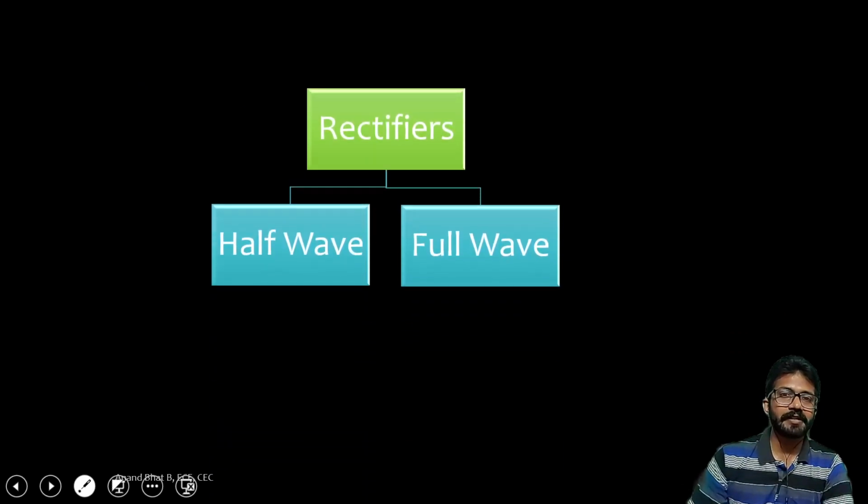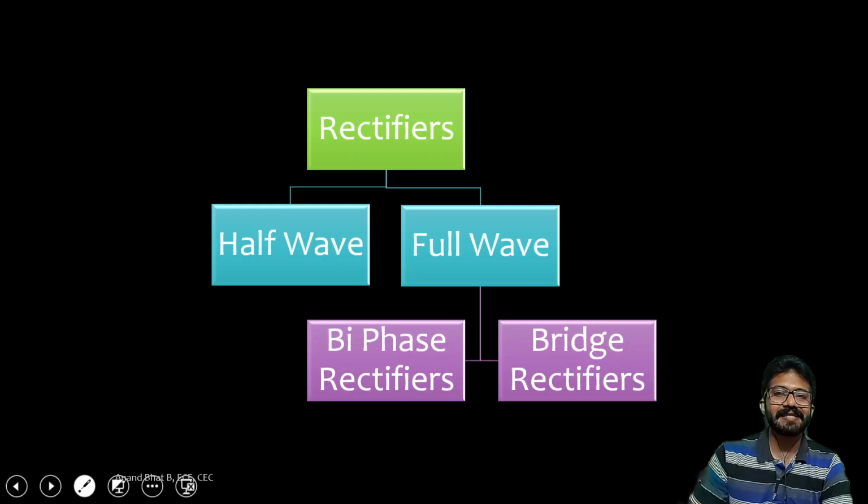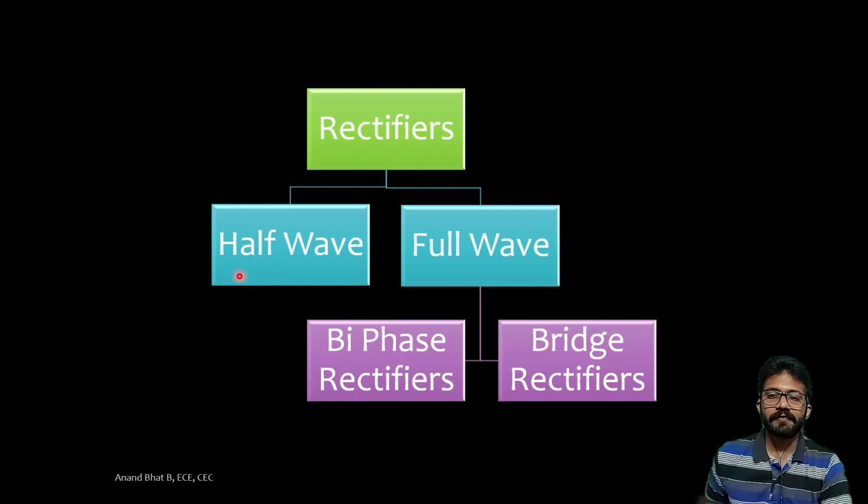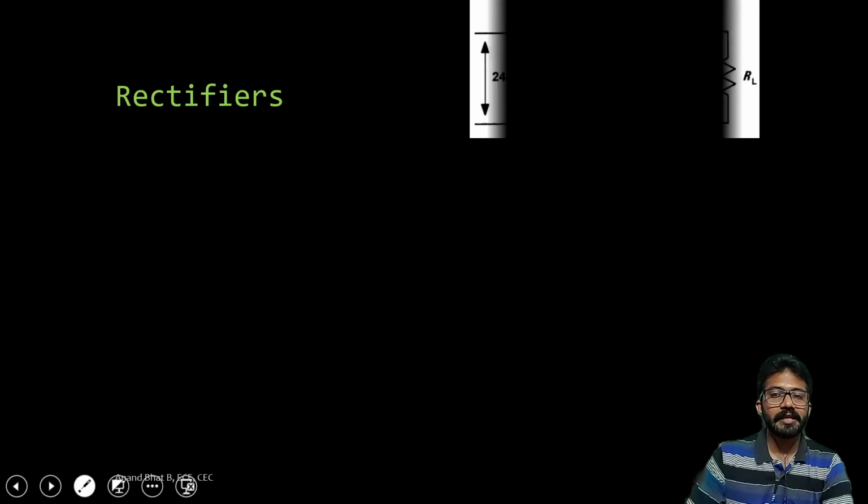Rectifiers can be classified into two types, that is half wave and full wave rectifiers. And in full wave rectifiers, we can further categorize them into two parts, that is biphase rectifier and bridge rectifiers. We shall see about these types of rectifiers, half wave and full wave, and in full wave, biphase and bridge. Let me repeat the definition. A rectifier is a device which converts AC to DC. So we shall be proceeding with the rectifiers.